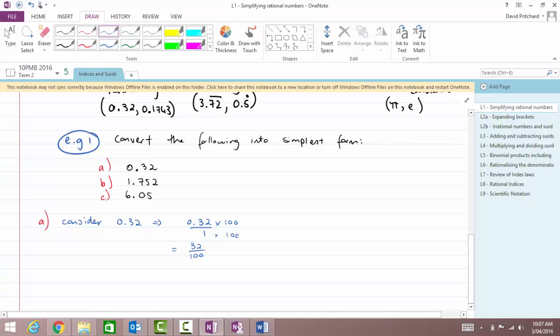Now the only thing that's left to do is to simplify that down. Now I know you can use your calculators, but it's good to use your brains as well. So we're thinking about what can we divide each of these numbers by to simplify them. So both of them immediately you can see they're divisible by 4. So 32 divided by 4 is 8, and 100 divided by 4 is 25.